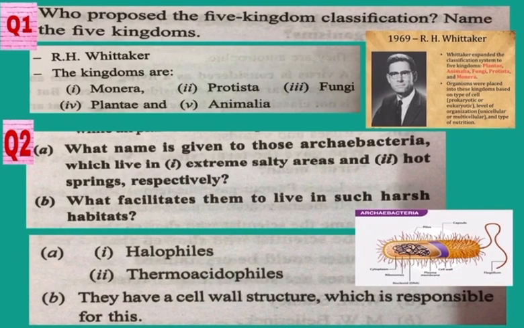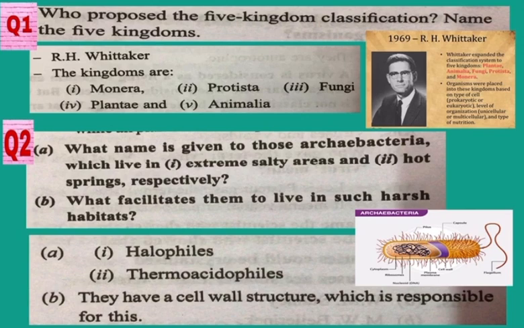Who proposed the 5 kingdom classification and name the 5 kingdoms? Answer: R.H. Whittaker in 1969 proposed the 5 kingdom classification, and the kingdoms defined by him are first Monera, second Protista, third Fungi, fourth Plantae and fifth Animalia.